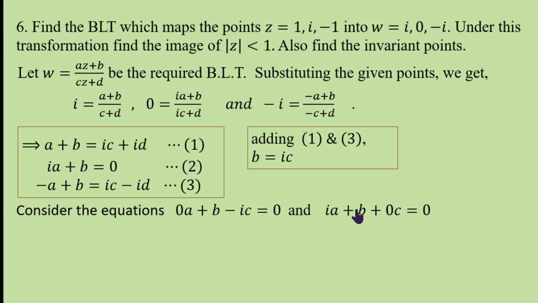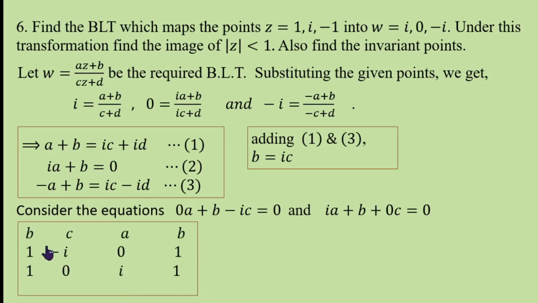Coefficient of B is 1 and 1, C is minus i and 0, A is 0 and i, again B is 1, 1. Then 1 1, minus i 0, 0 i, 1 1. The value of A is 0 minus minus i, 0 minus i, that means plus i, and the value of B is minus i squared minus 0; minus i squared is 1. C is 0 minus i. Therefore A is i, B is 1, C is minus i.